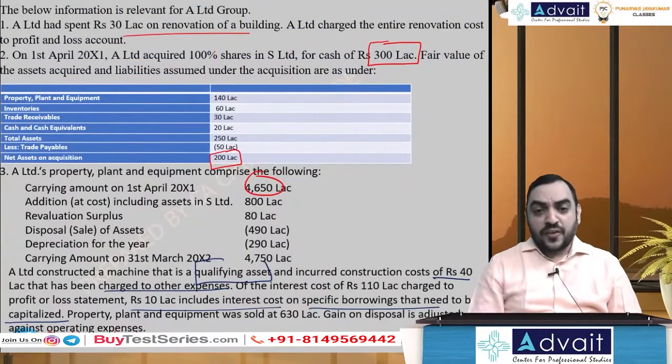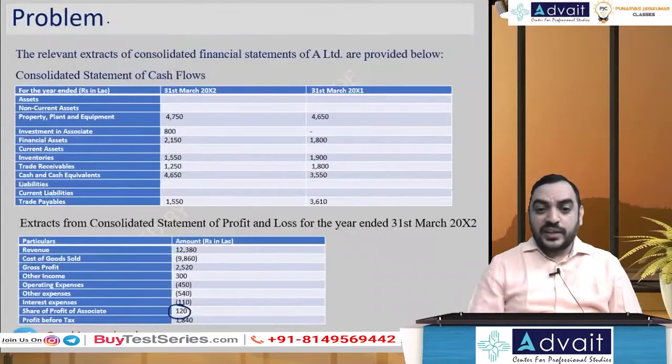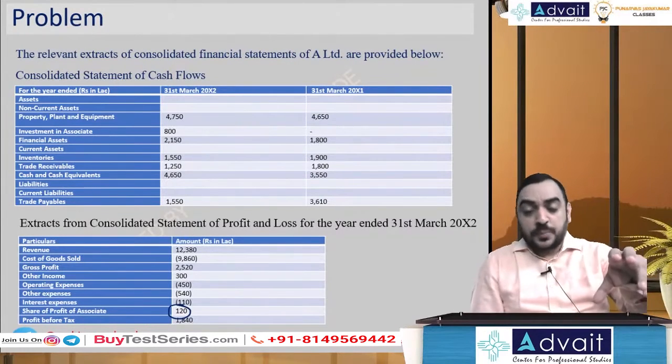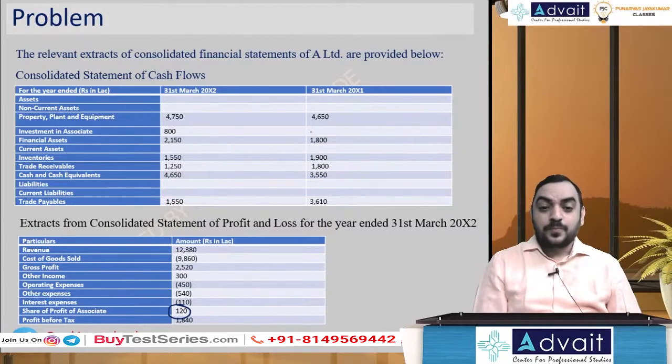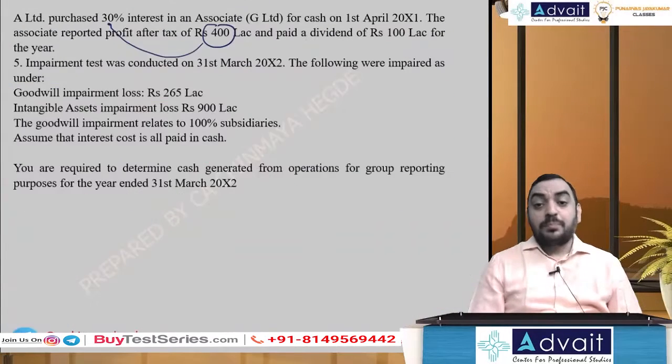How much do we have? They acquired 30% interest. The share of profit after tax is 400 lakhs. 400 lakhs into 30% is 120. See, the numbers are matching. 400 lakhs is the associate's profit, your share is 30%, 400 into 30%, 120. And therefore, that will be subtracted.